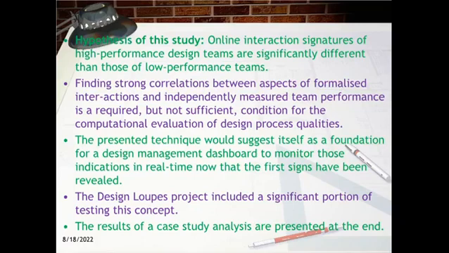Finding strong correlations between aspects of formalized interactions and independently measured team performance is a required, but not sufficient, condition for the computational evaluation of design process qualities. The presented technique would suggest itself as a foundation for a design management dashboard to monitor those indications in real time now that the first signs have been revealed. The Design Loops project included a significant portion of testing this concept. The results of a case study analysis are presented at the end.